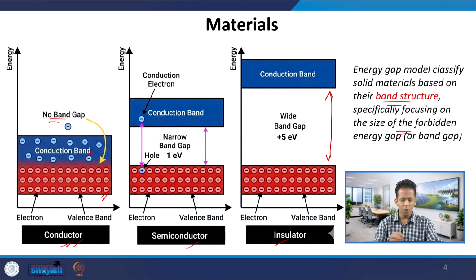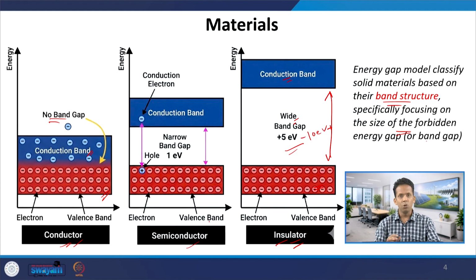If there is a huge band gap, like say wide band gap, more than 5 electron volt or sometimes up to 10 electron volts or even higher. So in such cases, it is not possible for electrons in this valence band to go to this conduction band because of the huge band gap or energy gap. So those kind of materials are called as insulators. There are no electrons in the conduction band.